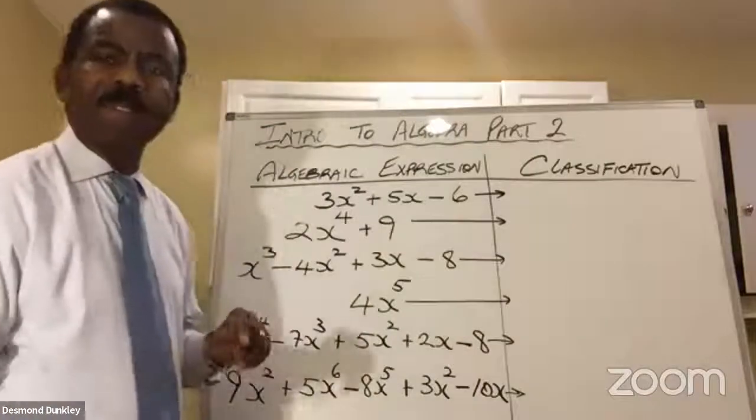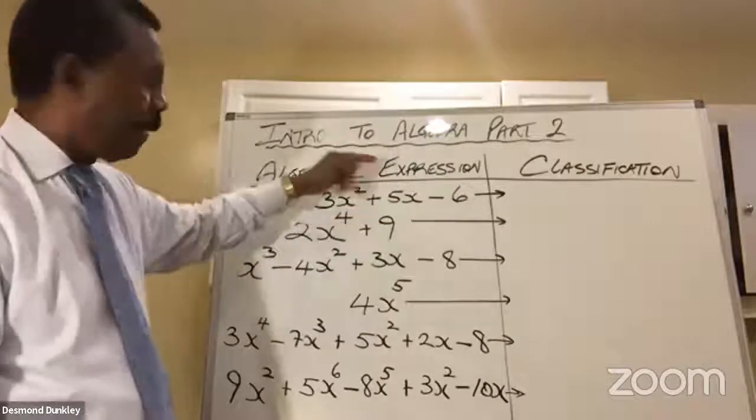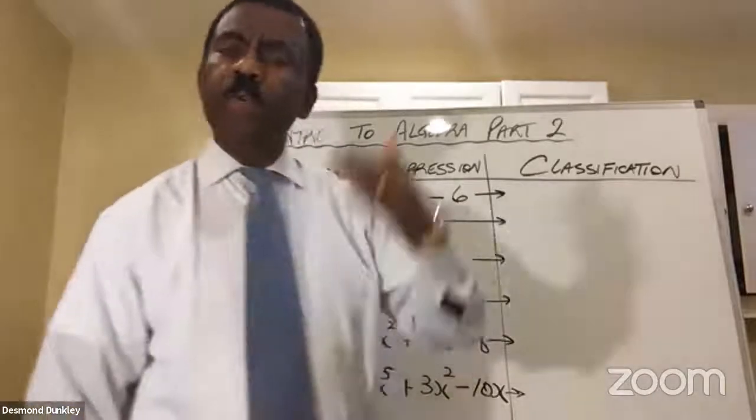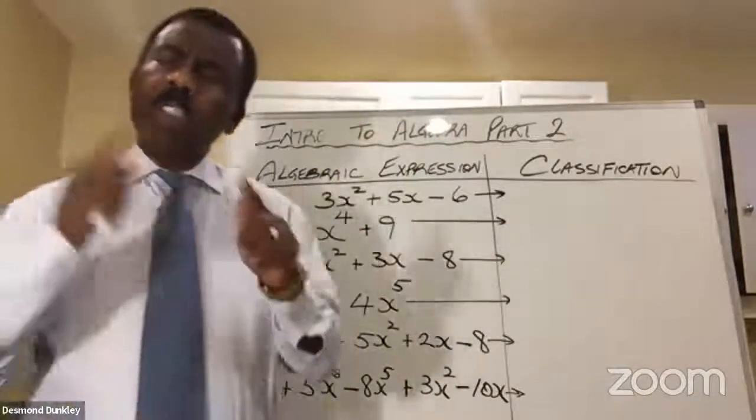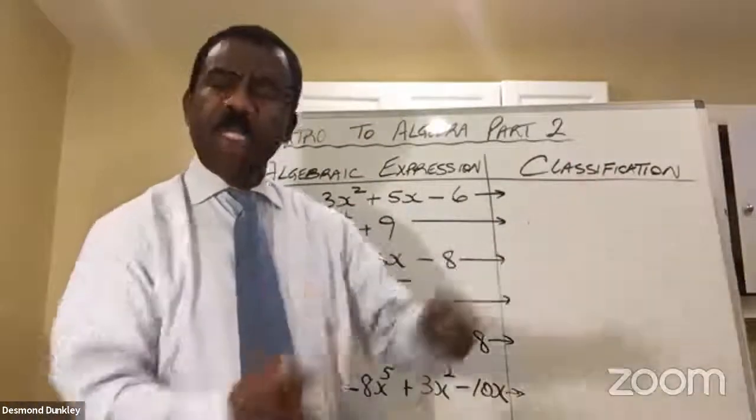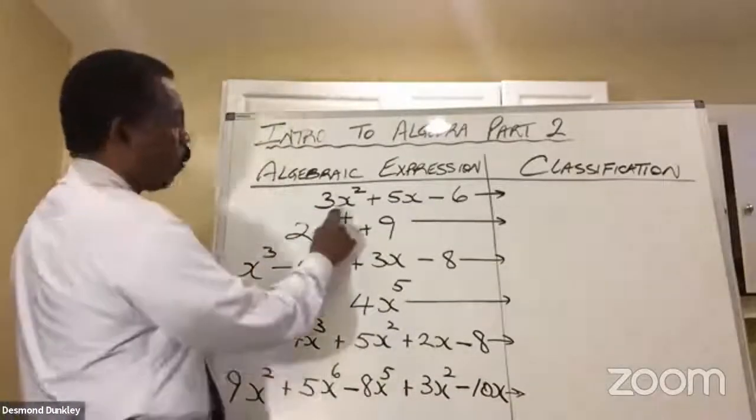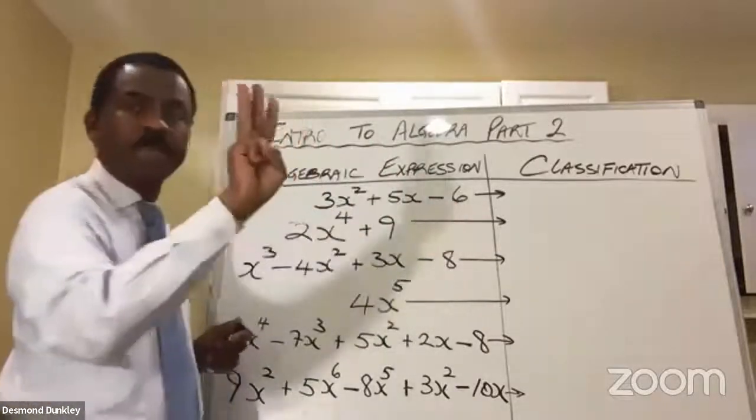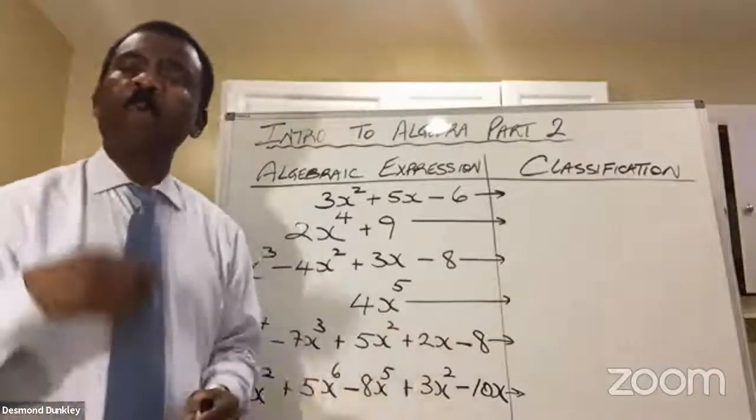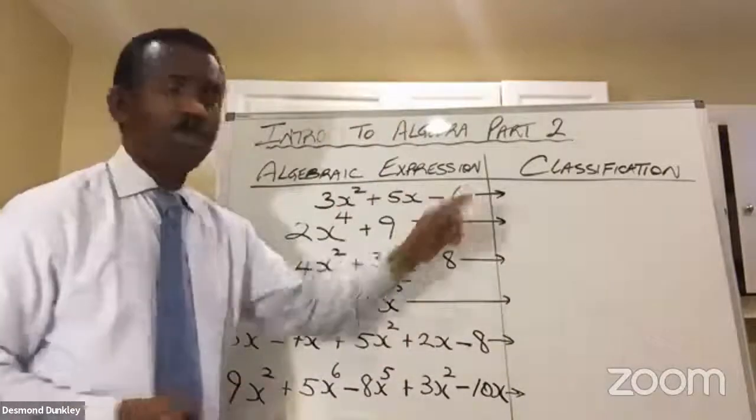So here's the first algebraic expression. On this side, we have 6 algebraic expressions, and over here, we're going to write the classifications. That way, we're just basically reviewing the end of last week's session, and then we're going to transition into today's session. So the first item has 1, 2, 3 terms. If we were to classify that by the number of terms, we would say it's a trinomial.